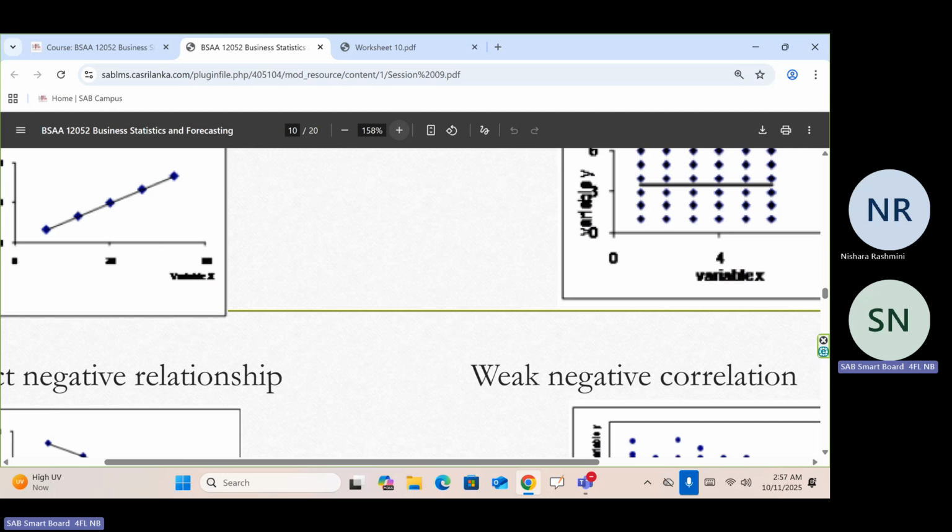Same thing in here. Understood? First we draw the scatter plot diagram. Then we check whether all the plots are on the one straight line or not. Here all the plots we can take on only one straight line. Then we can say there is a strong positive correlation. Understood?